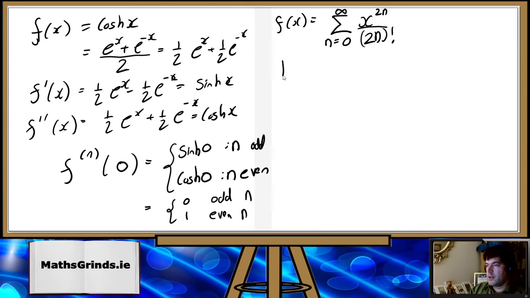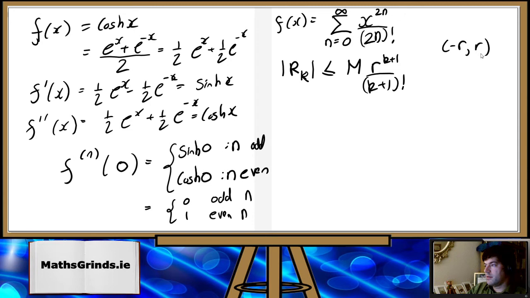Now, the remainder up until the kth term will be less than or equal to M times |x−a|^(k+1) over (k+1) factorial. And we'll do this on the interval minus r to r, where a is 0 here in this question.